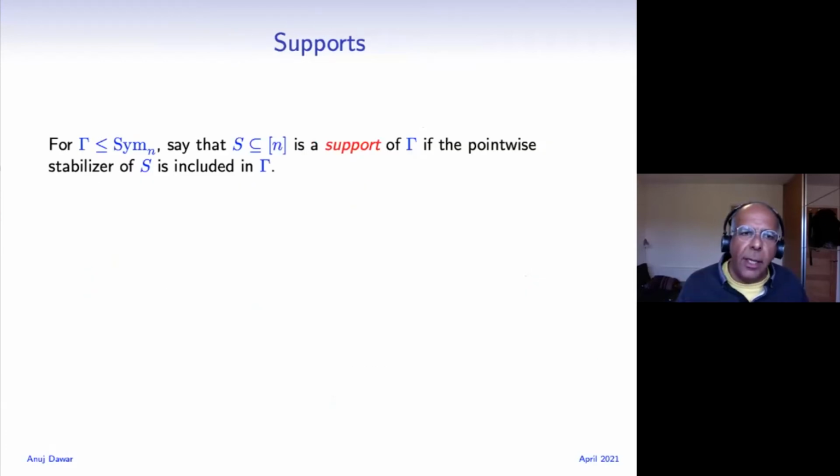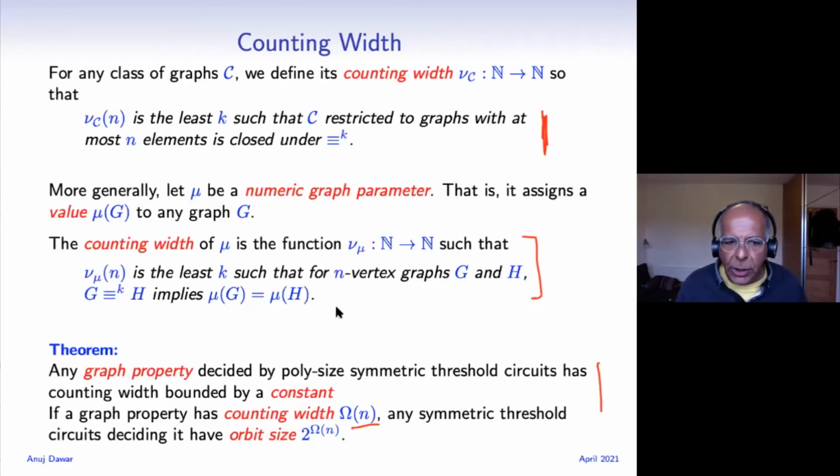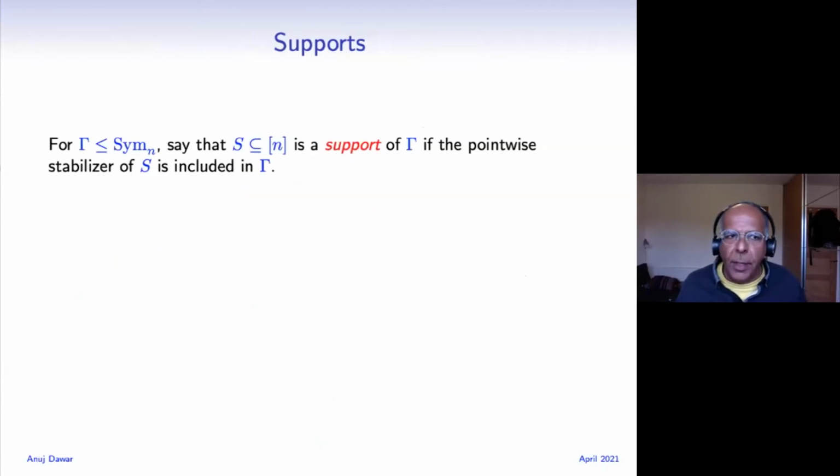Again, as I said, the ingredients of the proof. What is the relationship between counting width, which is really this Weisfeiler-Leman dimension, and the orbit size of circuits? One ingredient is what we call the support theorem.